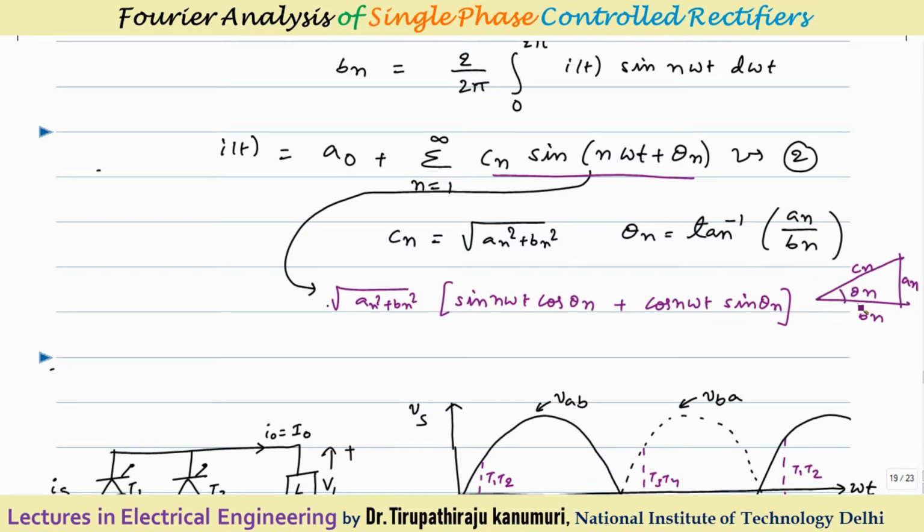So from this I can write cos theta n is equal to adjacent by hypotenuse, which is bn divided by cn. I am directly taking cn so that the analysis will be easy. Similarly sin theta n is equal to opposite by hypotenuse, so this will be an divided by cn. So cn will cancel. You can see here this is becoming equal to bn sin n omega t plus an cos n omega t. So we are getting the same answer as before. That's why this is the proof that we can represent it in this form also. I think this is clear up to now.